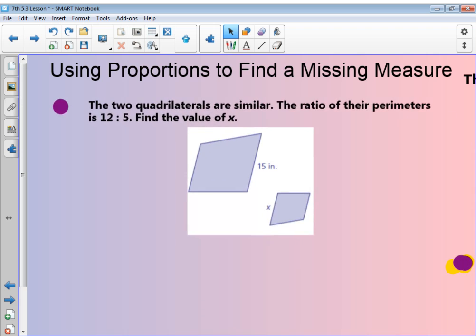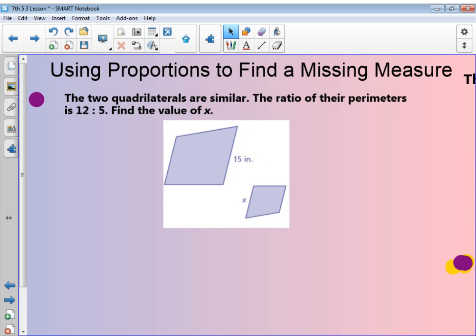Okay, so why don't you go ahead and try this one? The two quadrilaterals are similar. The ratio of their perimeters is 12 to 5. Find the value of x. So go ahead and pause your video, set up your ratio, and solve for x.